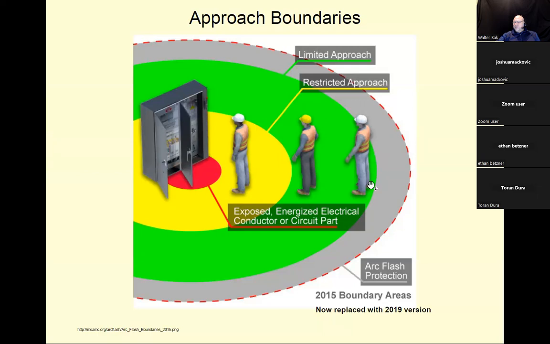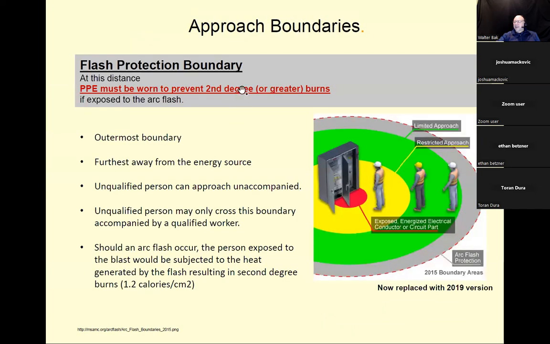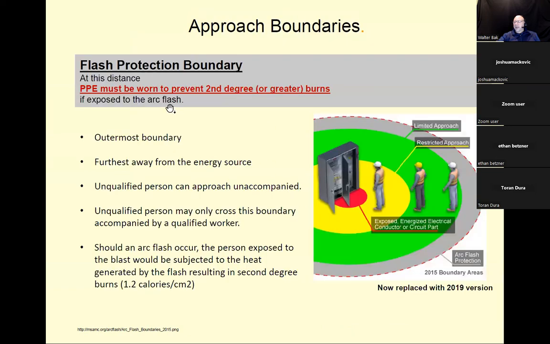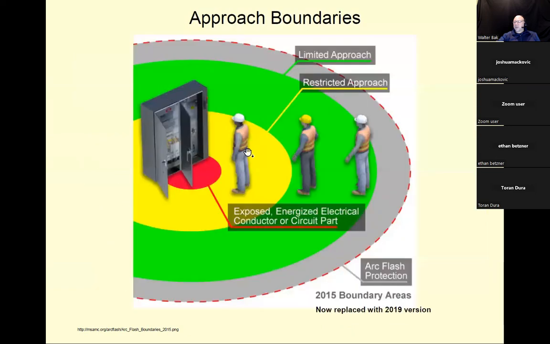So these are from the 2015 boundary areas. Here is arc flash protection, where nobody can come close, and here is the exposed and energized electrical conductor or circuit part. So this is the closest you can come, and this is the furthest you can come. All right, let's see. The gray area, because from 2015 we had the gray, green, yellow, or red boundary. Okay, so the gray flash protection boundary right here.